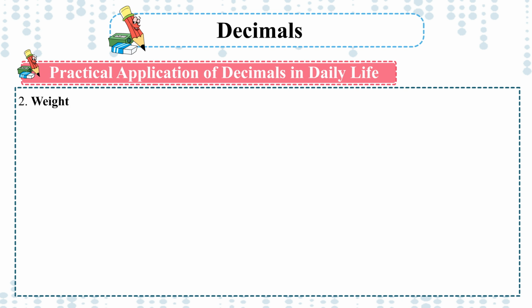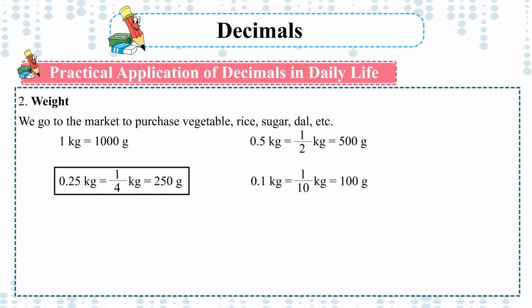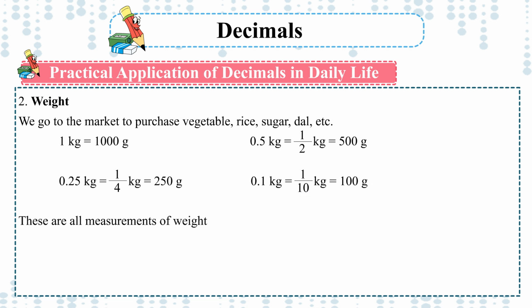2. Weight. We go to the market to purchase vegetable, rice, sugar, dal, etc. 1 kilogram is equal to 1000 gram. 0.5 kilogram is equal to 1 upon 2 kilograms, is equal to 500 gram. 0.25 kilogram is equal to 1 upon 4 kilograms, is equal to 250 gram. 0.1 kilogram is equal to 1 upon 10 kilograms, is equal to 100 gram. These are all measurements of weight.